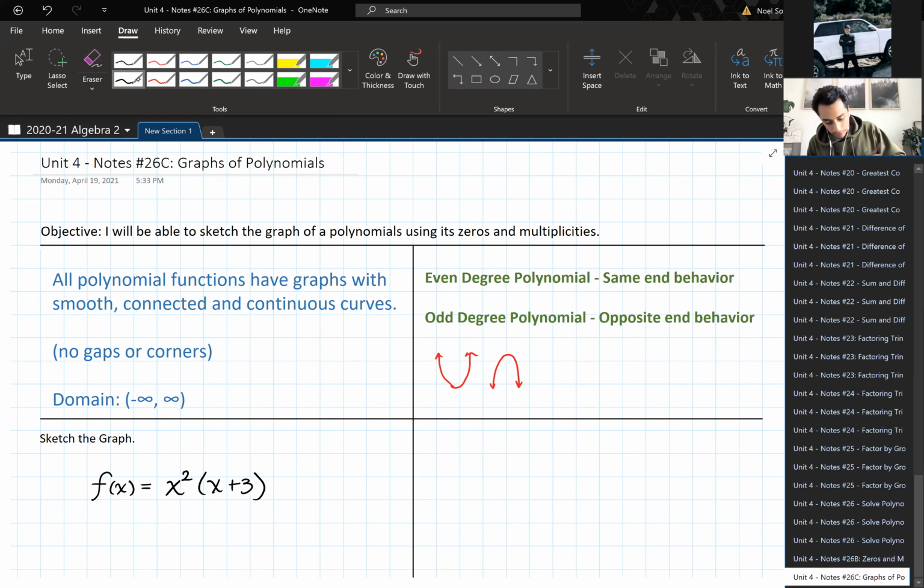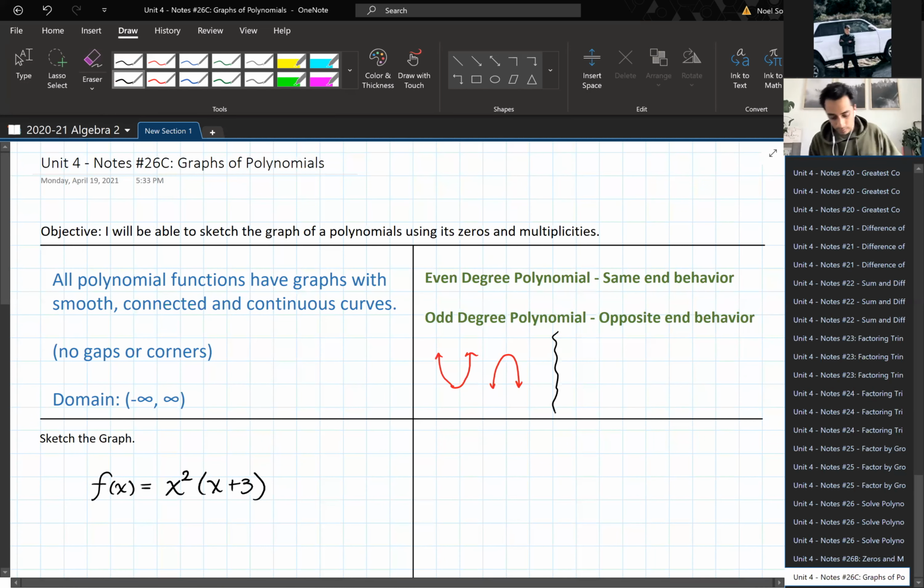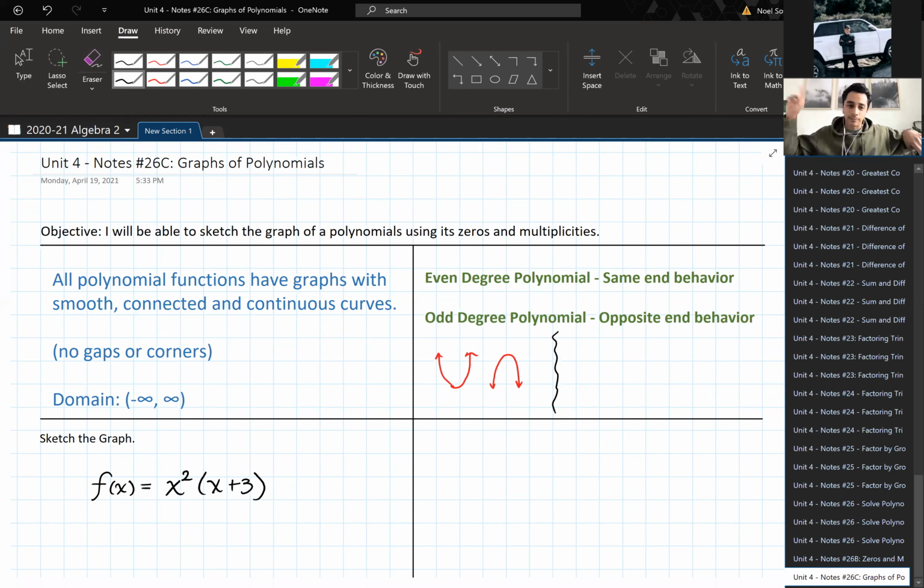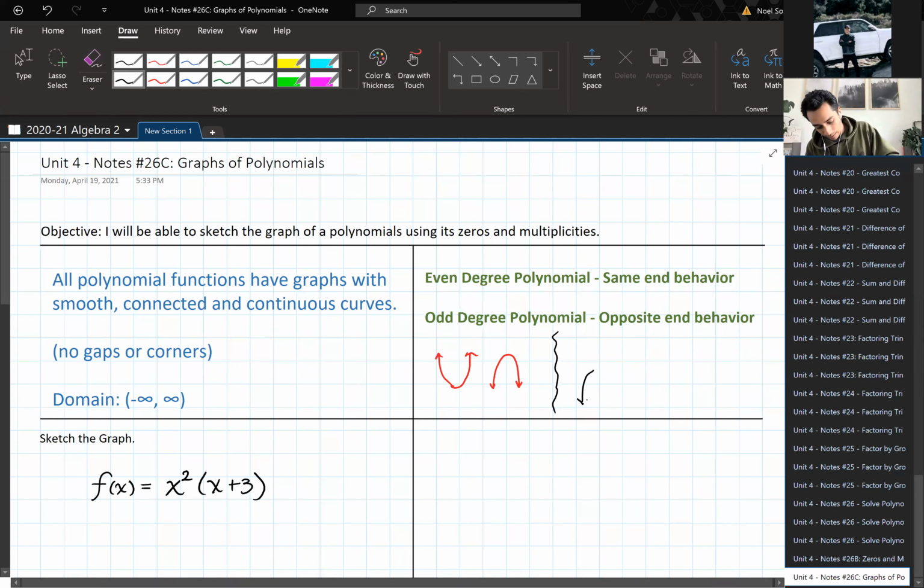Odd degree polynomials, they're kind of like John Travolta's pose in the 70s, you know what I'm talking about? One going up, one going down, or the other way. John Travolta's probably way too old for you guys. The idea is that they usually behave in a way where one of them is headed downwards while the other one is headed upwards, right? Or flipped around. Maybe this way. Okay. Those are terrible sketches, all right?